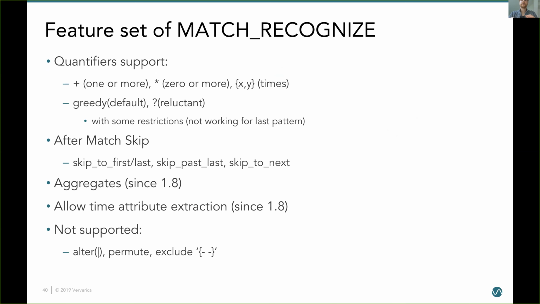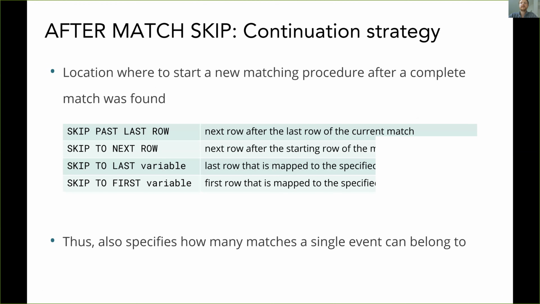A bit of a summary. Most of those features were introduced in the 1.7 version. The aggregates were added in 1.8, and also the time attribute extraction was added in 1.8. There's also the very interesting skip clause, which allows us to define where we want to start our next match, and this way we can also say to how many different matches a single row can be mapped, so that we can control if a single row can belong to different matches or just a single one.